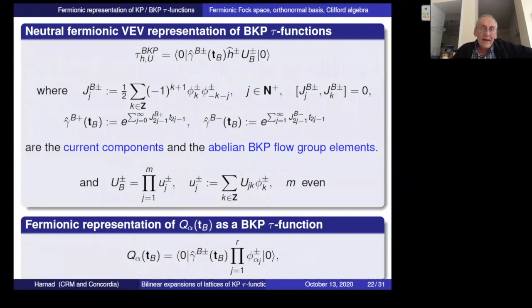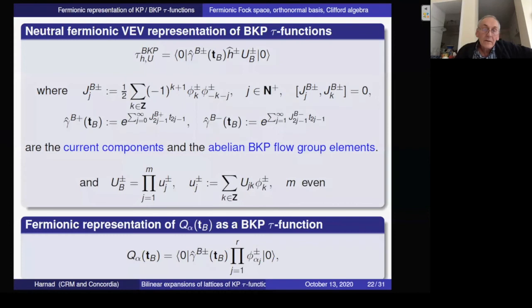We again have a flow group here, which is basically just the odd elements of the previous flow group. We don't sum over everything, we only sum over the odd elements. The current components are made out of the neutral fermions. There are two types, just like before. We again have monomial terms in the neutral fermions and a group element of the type I just wrote before. I said this very quickly, but if you take the particular case of this formula, where you just set H equal to the identity element, and you set the U's equal to the product of the phi's, you get the Q curve. So that's the Schur Q function, represented as a BKP tau function.